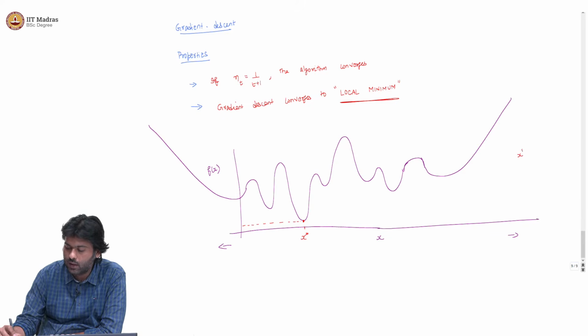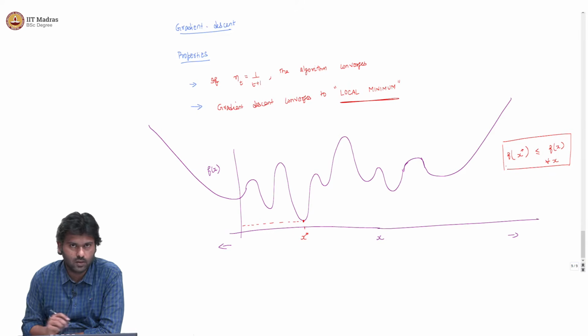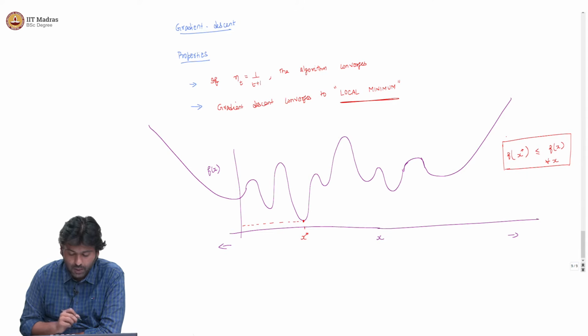So, x star has the property that f of x star is less than or equal to f of x for all x, right. The function's value at x star is the smallest, and that is why it is called a minimum at this point. So, which is good, right. So, this is the minimum.